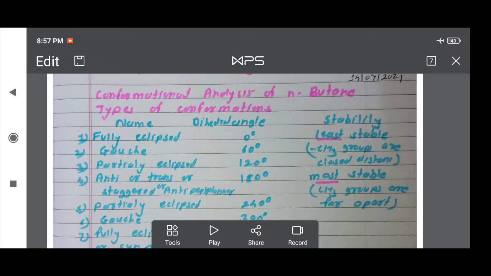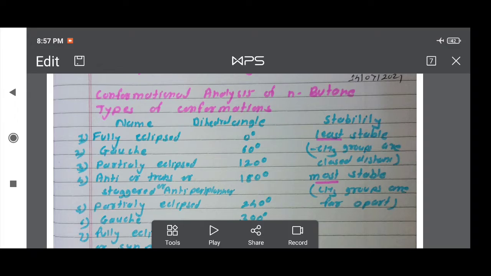Hello student, in the topic stereochemistry, yesterday we studied conformational analysis of ethane. Then today I am discussing with you conformational analysis of normal butane.